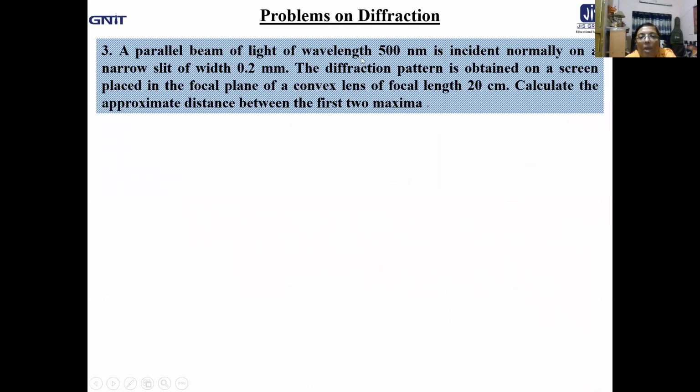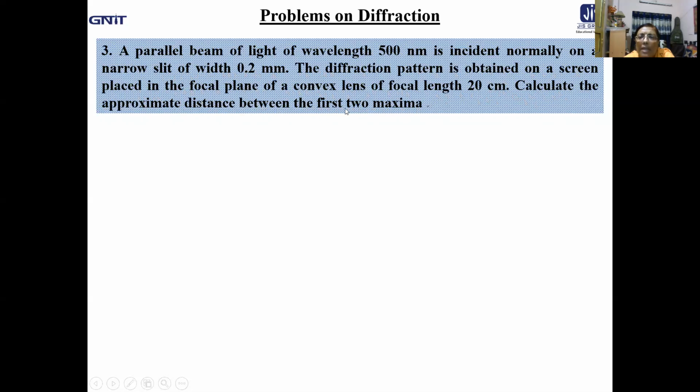A parallel beam of light of wavelength 500 nanometer is incident normally on a narrow slit, that means single slit, of width 0.2 millimeter. The diffraction pattern is obtained on a screen placed in the focal plane of a convex lens of focal length 20 centimeter. Calculate the approximate distance between the first two maxima. Just look at this line very carefully. Calculate the approximate distance between the first two maxima.